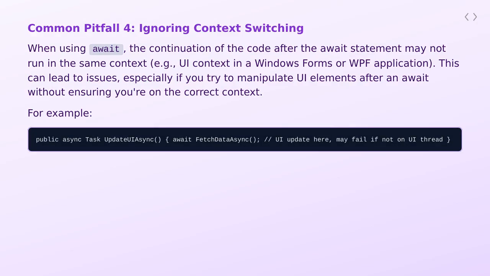Now, common pitfall 4, ignoring context switching. When using await, the continuation of the code after the await statement may not run in the same context, for example the UI context in a Windows Forms or WPF application. This can lead to issues, especially if you try to manipulate UI elements after an await without ensuring you're on the correct context. For example, I'll let you read the examples on screen rather than reading every line aloud.